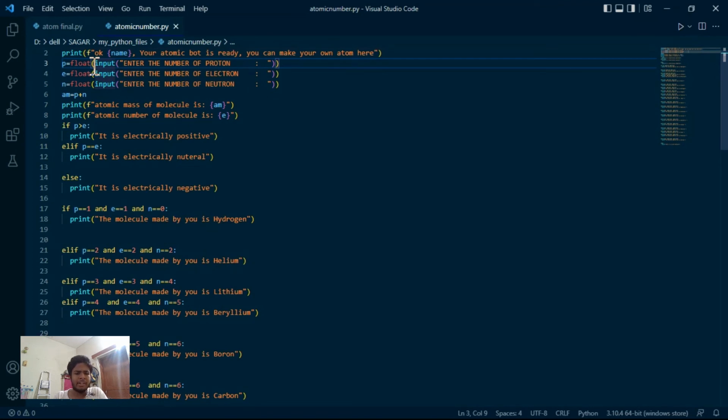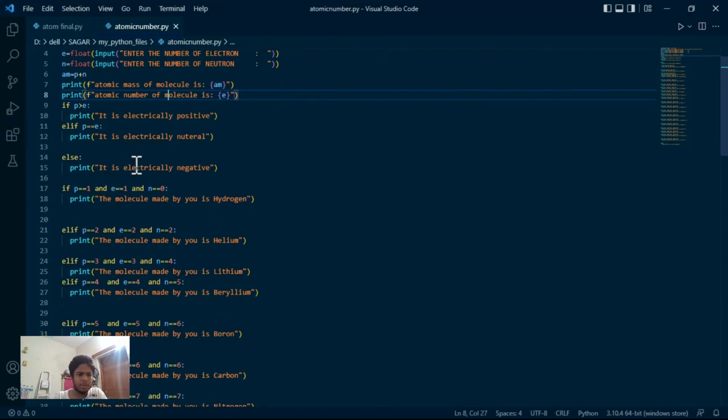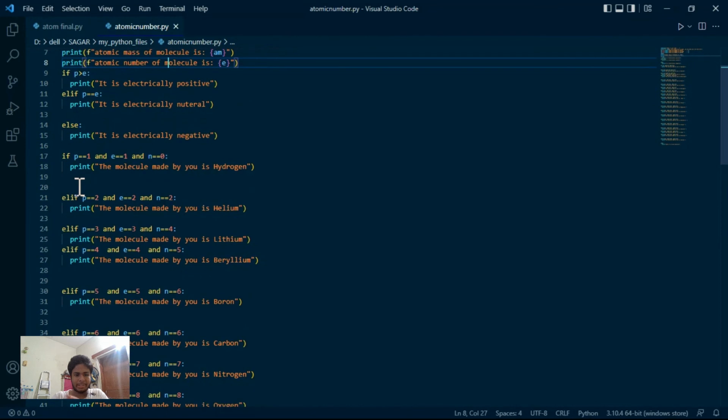Here I take the number of electrons, protons, and neutrons, where I am using float. There are three types, integer, float, and more; I forgot the name. The atomic mass is proton plus neutron, and the atomic number is the number of electrons only. If the proton is greater than electron, then it is electrically positive, and if proton is equal to electron, then it is electrically neutral, and if the electron is greater than proton, then it is electrically negative.